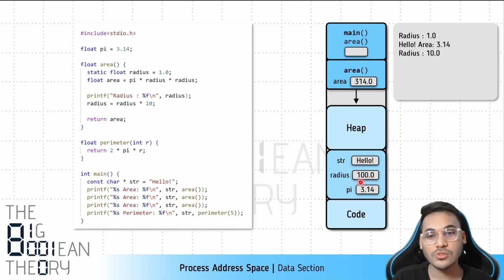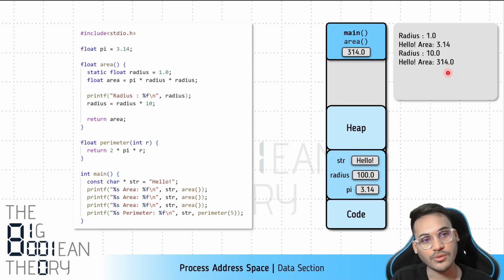But before that, we also multiply 10 to the radius, and now the radius becomes 100. It was 1. After the first function call, it becomes 10. After the second function call, it becomes 100, right? So now we'll return this value 314 to the main function. Again, we will print this statement. We'll use this string hello, and we'll print the area 314.0, right?